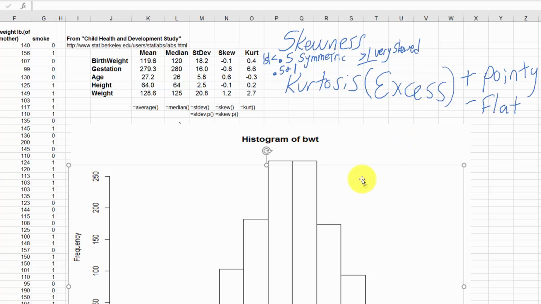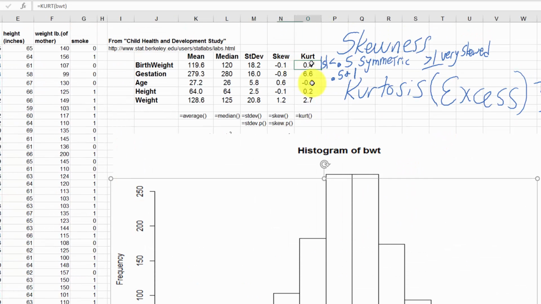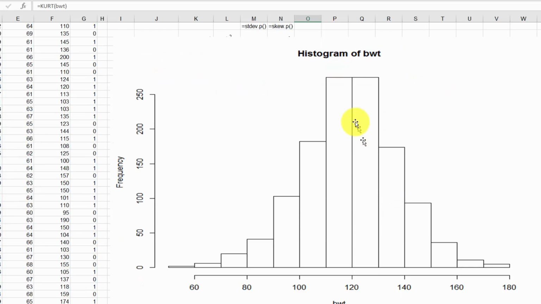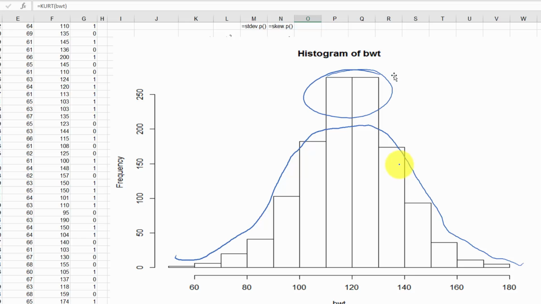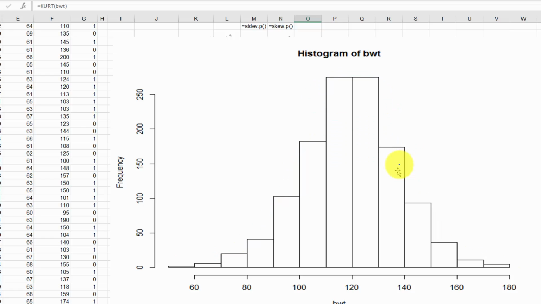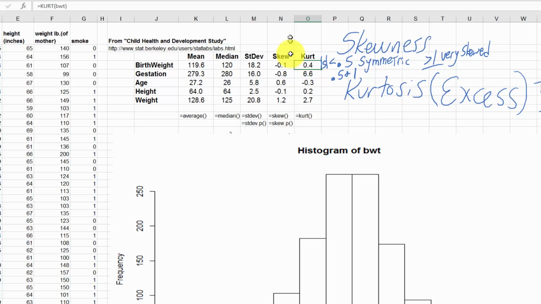So this value here of 0.4 for kurtosis tells us that this histogram for birth weight is a little pointier than a perfect normal distribution would be. A perfect normal distribution might look more like this, without these extra observations right in the middle making it a lot more pointy. So this is an easy way to tell: is my data normally distributed or not? If it's normally distributed, it shouldn't be skewed. That checks out for this one, but this one is a little too pointy to be a normal distribution.